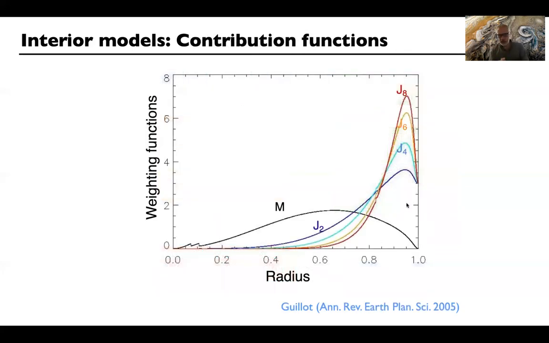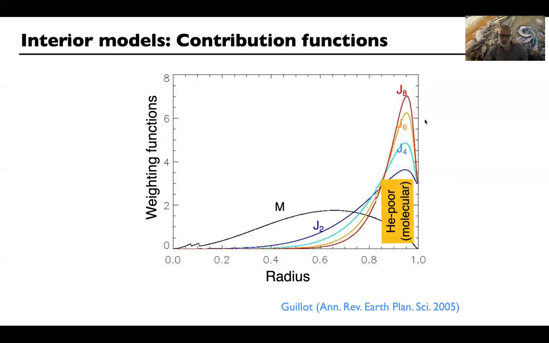These gravity moments have contribution functions that peak more and more outside the planet as you increase the order. So when you look at the full mass of the planet, all the layers, of course, will contribute to the mass, but the most important layers will be at the center of the planet for a fixed radius. Then, when you're measuring J2, you're sensitive to more outer regions, and then progressively so with J4, J6, J8, you're probing more and more external regions.